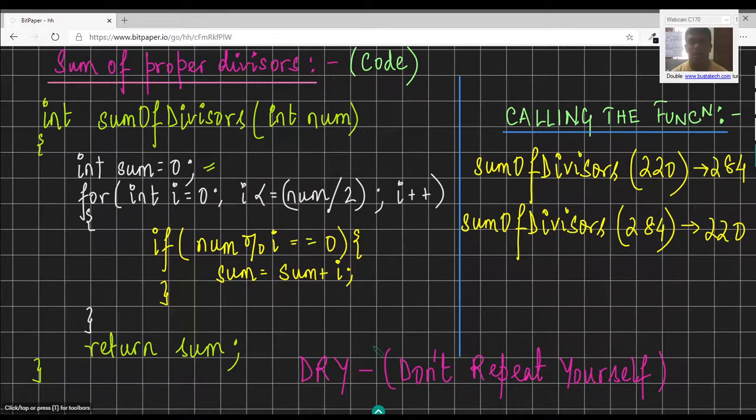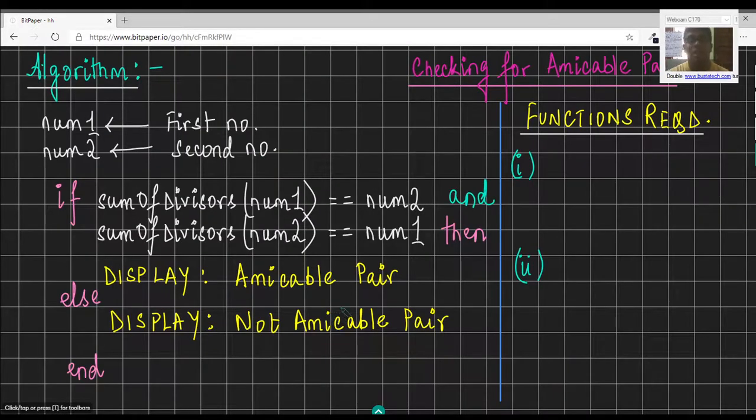Okay. Now let's move on to our second subtask, the subtask of figuring out whether two numbers form an amicable pair or not. And we are going to take the help of the function that we just wrote. So this is the algorithm for checking whether two numbers form an amicable pair or not.